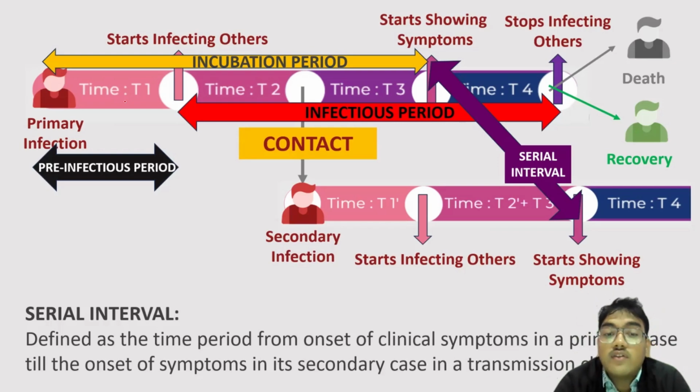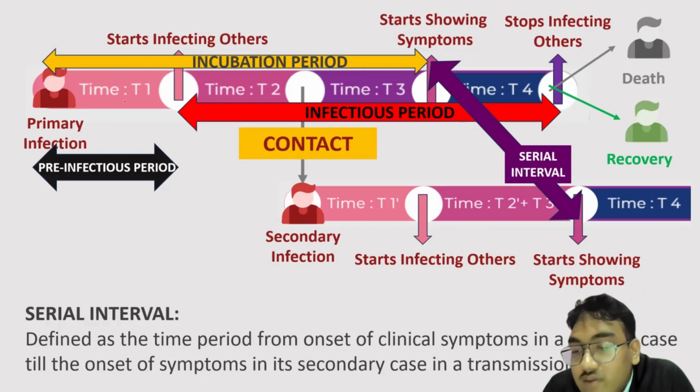Yes, sir. So serial interval is defined as the time period from the onset of clinical symptoms in the primary case till the onset of symptoms in the secondary case in a transmission chain.